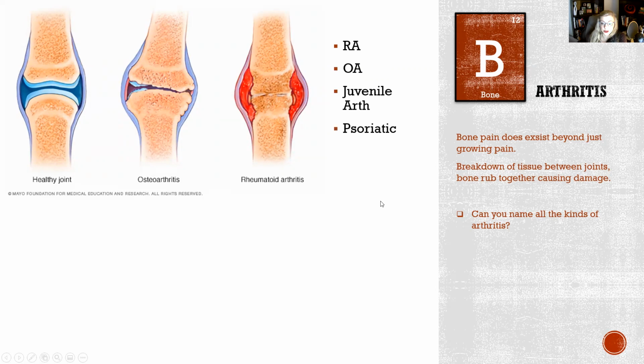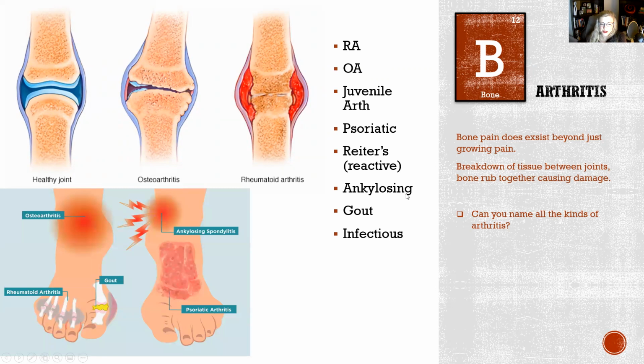There are a bunch of autoimmune arthritises, and I've listed here several for you. Obviously, gout and infectious arthritis are not always an autoimmune disorder, but they are ones that can cause breakdown and buildup of callus formations and arthritis in the bone.